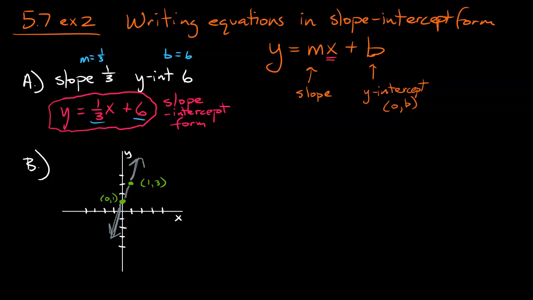Now there's basically 2 things we need to find out. We need to figure out the slope, and we need to figure out the y-intercept. Now, out of these 2, one is definitely easier than the other.